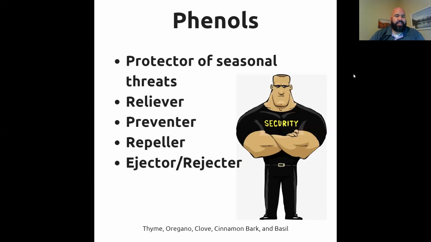Oils that are going to be high in these are thyme, oregano, clove, cinnamon bark, and basil. Those are all powerhouses. So phenols are obviously a really, really good one to have around. Make sense so far? Yeah.